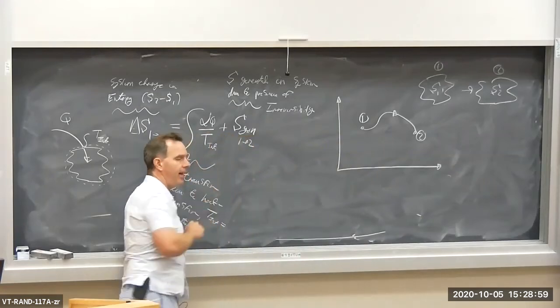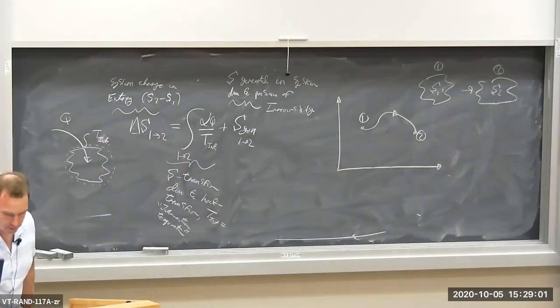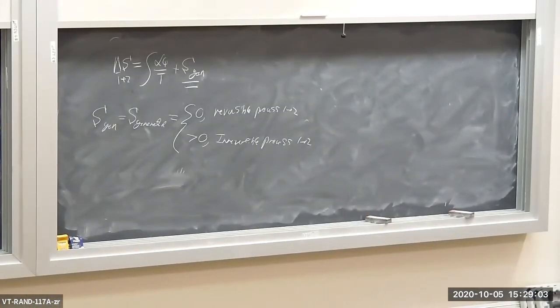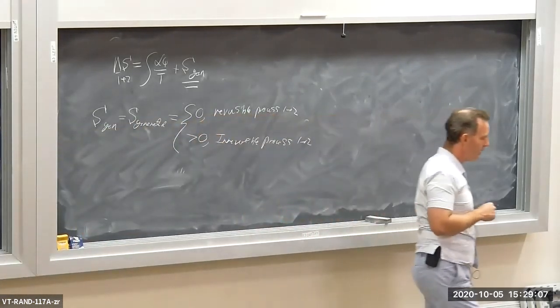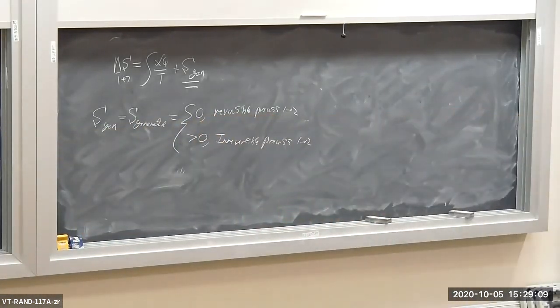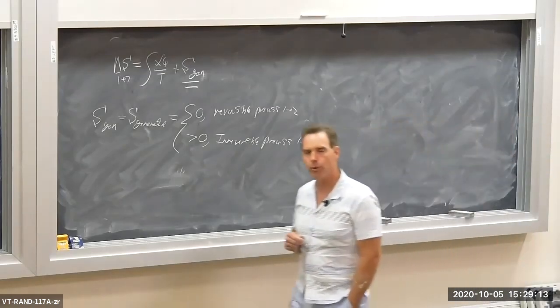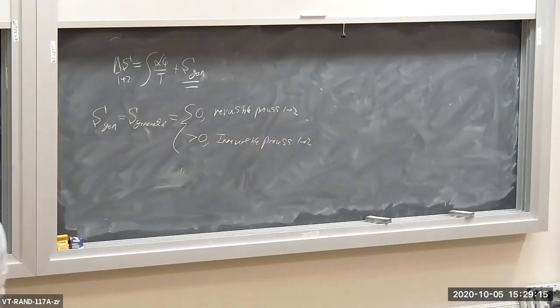Note, S-gen, remember, S-gen can either be 0 for a reversible process or positive for an irreversible process. Entropy can only be generated, it can't be consumed. So S-gen is always positive.